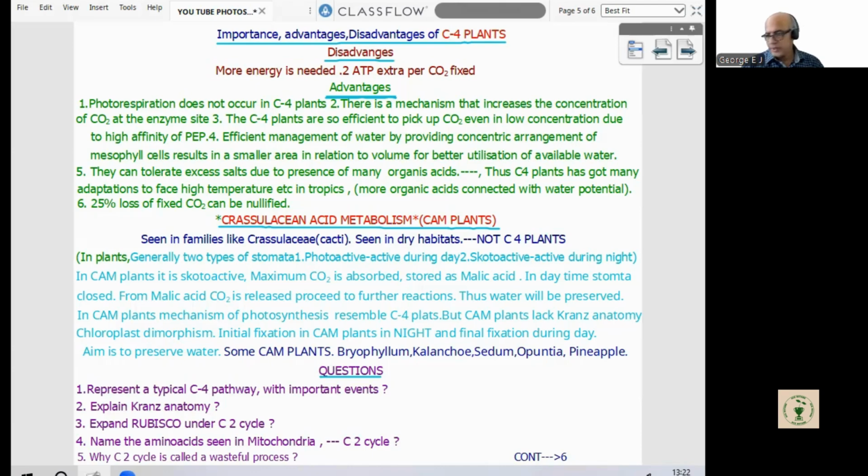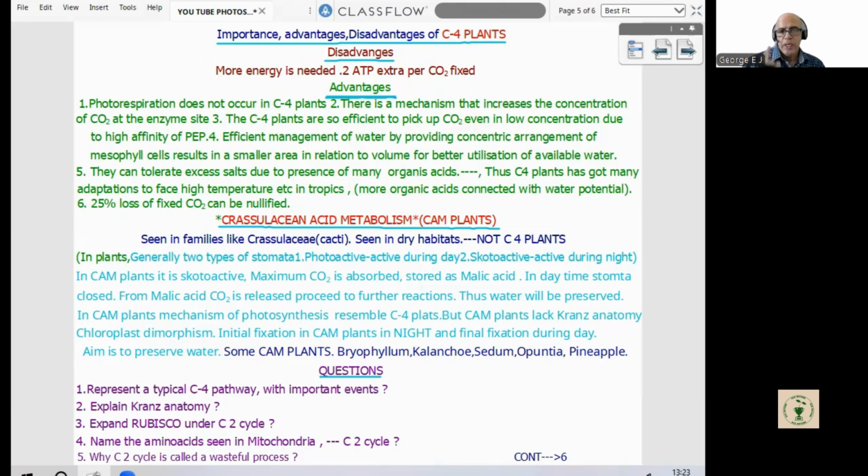Now comes the last cycle, not in the direct syllabus, but just mentioning: the CAM cycle, crassulacean acid metabolism, commonly called CAM plants. Crassulacean is the name of a family, Crassulaceae; cactus, seen in dry habitats. And remember, CAM plants are not C4 plants, they are different. Some reaction similarities may be there, but these two sets of plants are totally different. In angiosperms we can find 2 types of stomata. That part is presently not in our syllabus. Previously it was in transport in plants, but presently that chapter is eliminated.